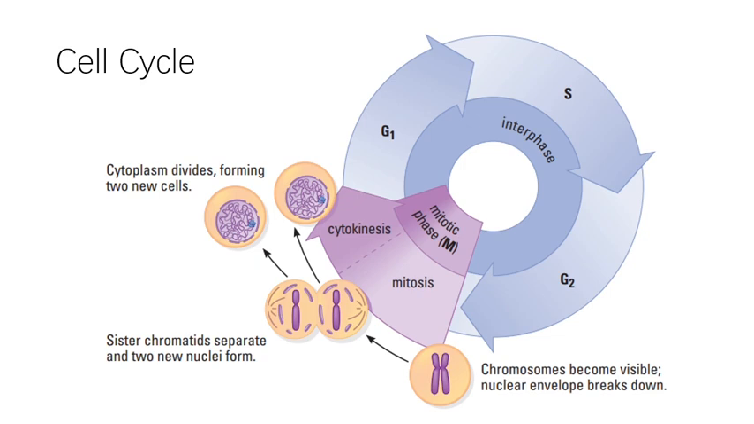G stands for gap. And the stage of the cell cycle where the cell divides is called the M phase. And the M phase includes two processes, mitosis and cytokinesis. And during mitosis, the nucleus and the duplicate chromosomes divide and they're evenly distributed between two daughter nuclei.